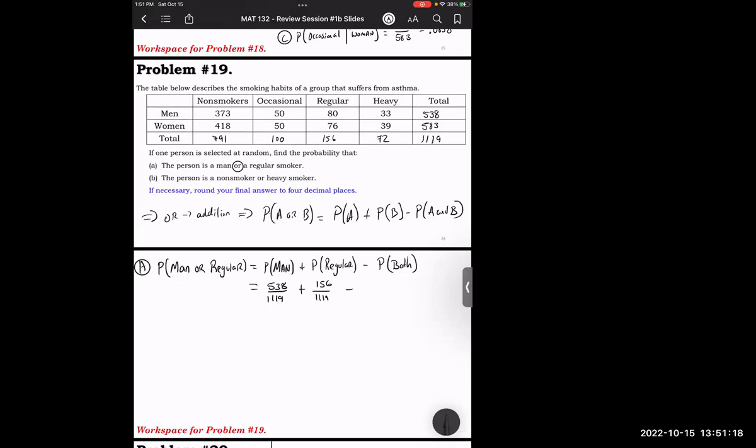But this time, if you want the probability of both, how many men were regular smokers? 80. So it's going to be 80 out of the 1,119. So you add, because the denominator is the same, you just leave it alone. You just add or subtract the top. So you take 538 plus 156 minus 80. That should have turned out to be 614. And when you divide that by 1,119, that's approximately 0.5487. Done.